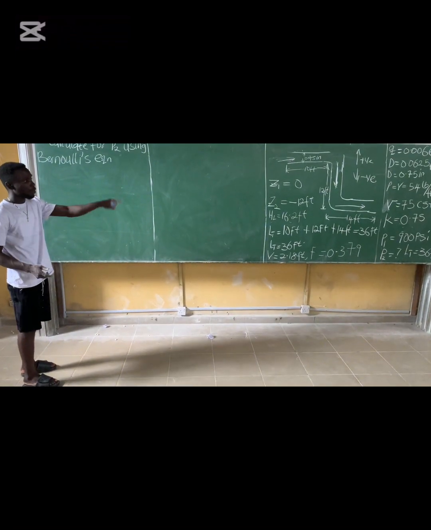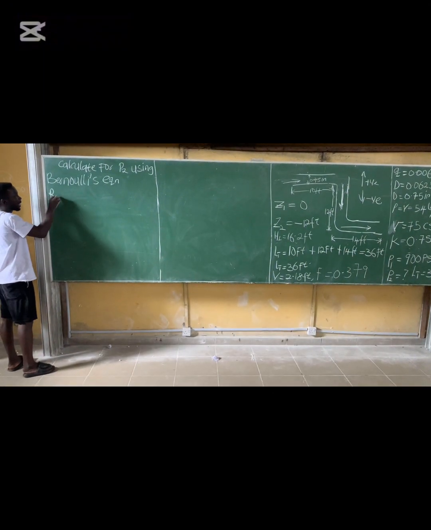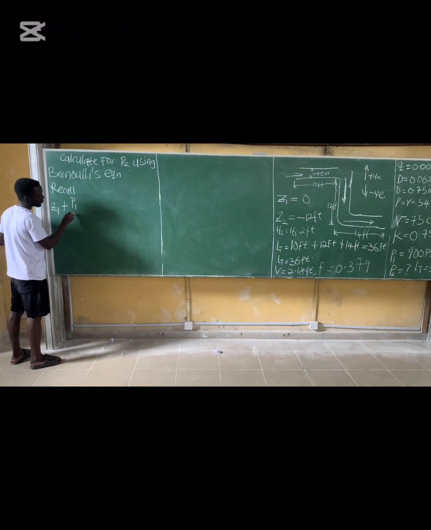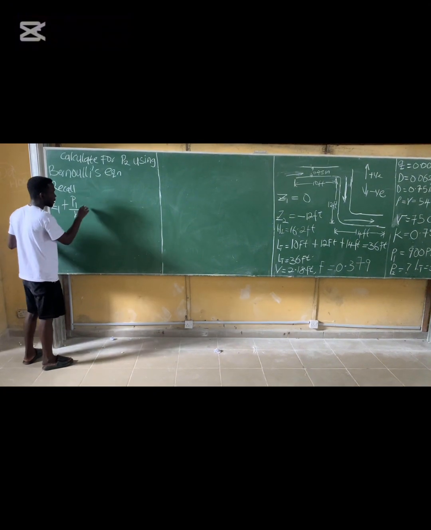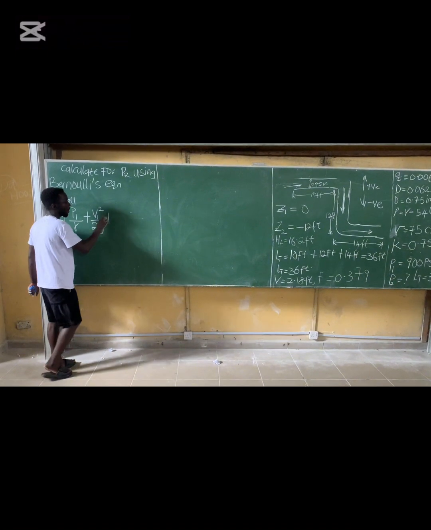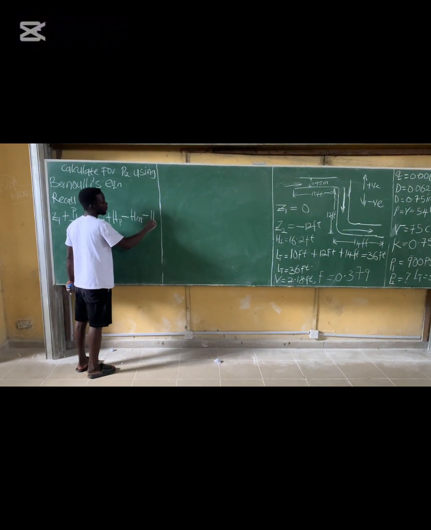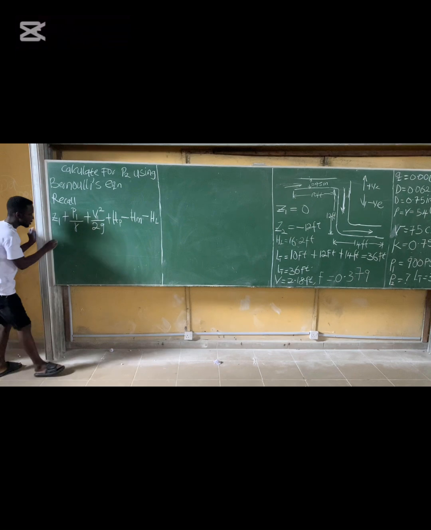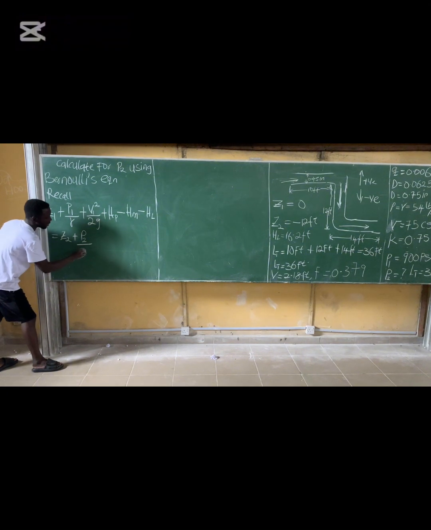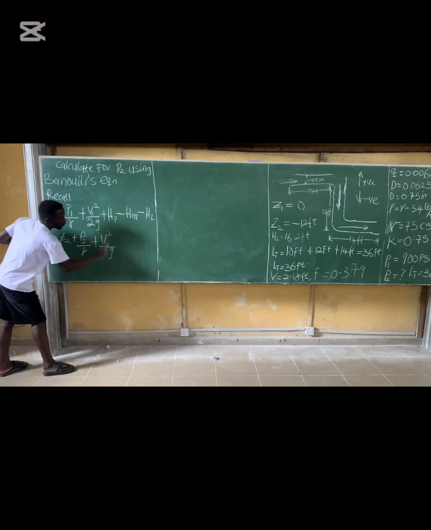How do you use Bernoulli's equation to calculate your P2? Recall Bernoulli's equation: Z1 plus P1 divided by specific weight plus V1 squared divided by 2G plus HE minus HM minus HL is equal to Z2 plus P2 divided by specific weight plus V2 squared divided by 2G.